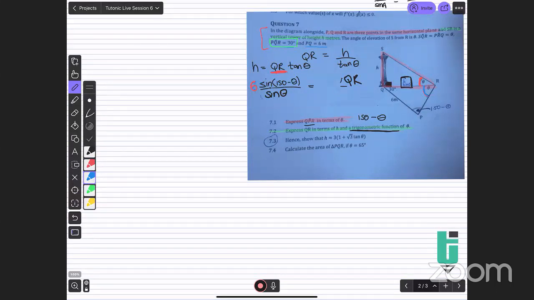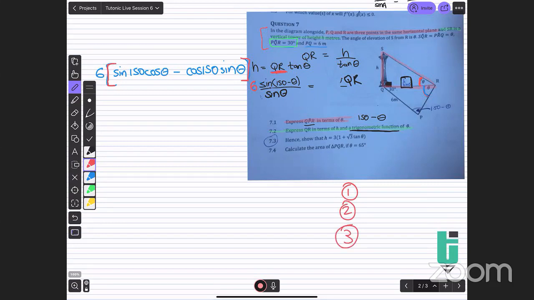Sine 150 cos theta minus cos 150 sine theta. Now we have to simplify this further. What do you know about reduction? What is sine 150? Who's going to do that for me? What did we say? What are the three rules, Naima? Do you remember the three rules?